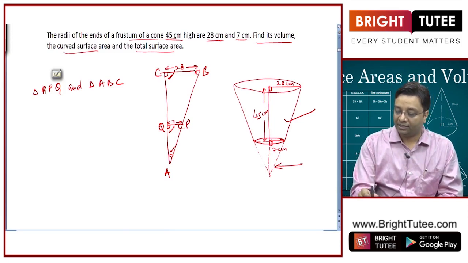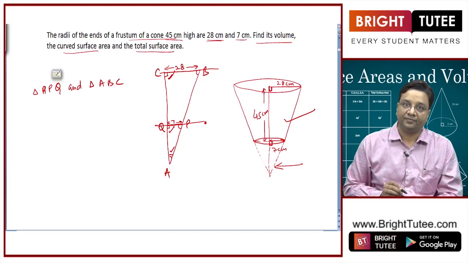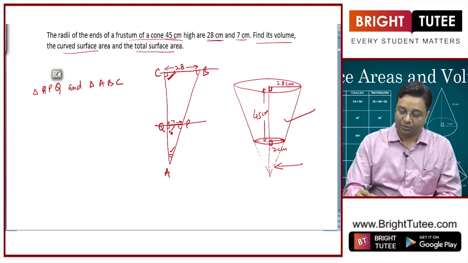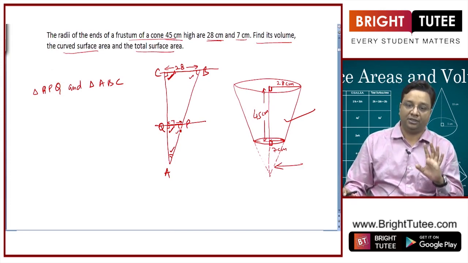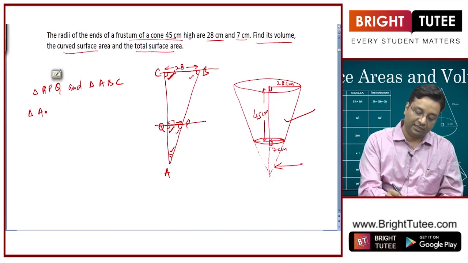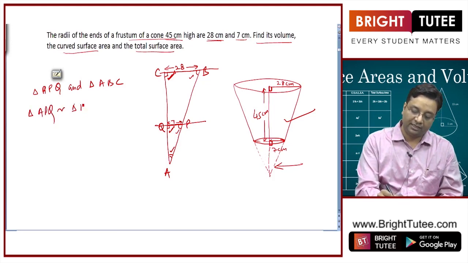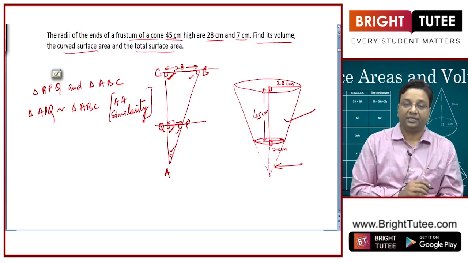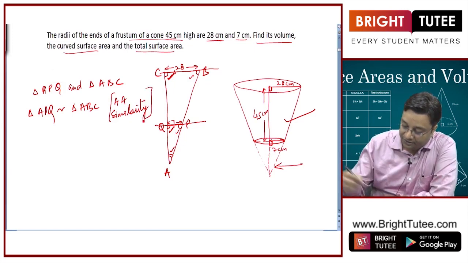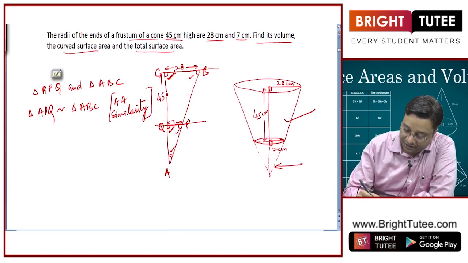Otherwise also these two lines are parallel, so these angles are corresponding angles. Anyway, you can think about these angles being equal. So these two triangles are similar to each other. Triangle APQ is similar to triangle ABC because of angle similarity. So if this height is 45 centimeter, let us take this height as h, or let us name it as h1.